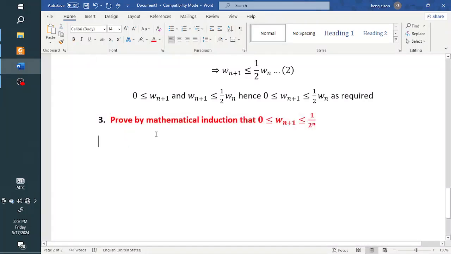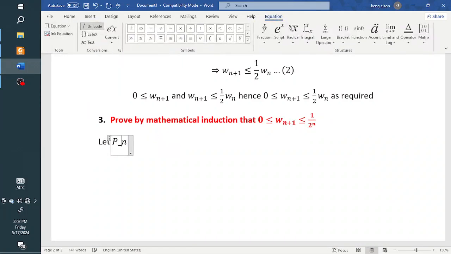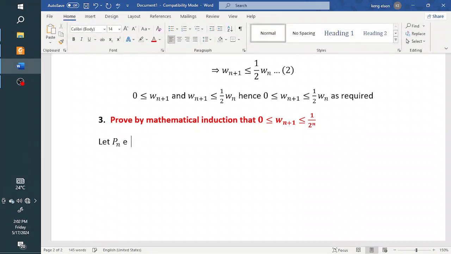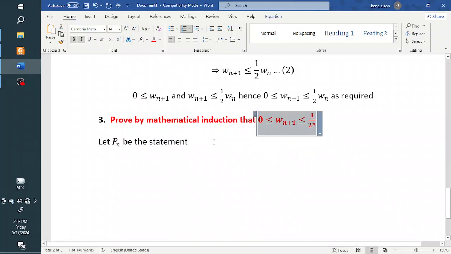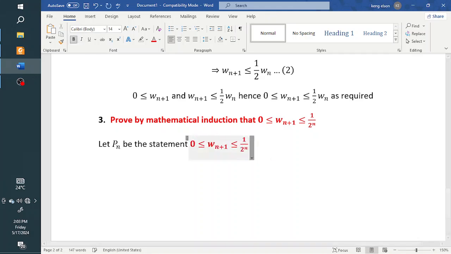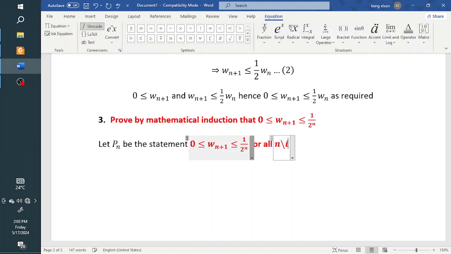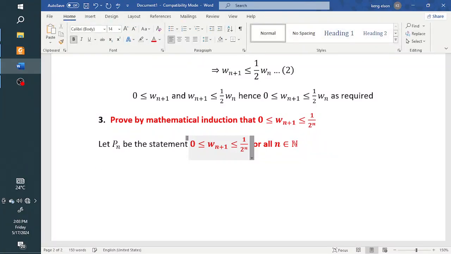First things first, we start by letting P of n be the statement we are proving, for all n in the set of natural numbers. Now first thing, we have the base case, where we have to verify that P0 is true.